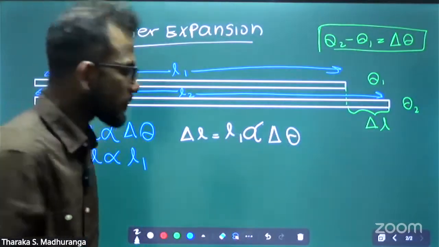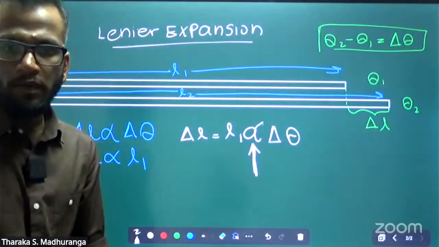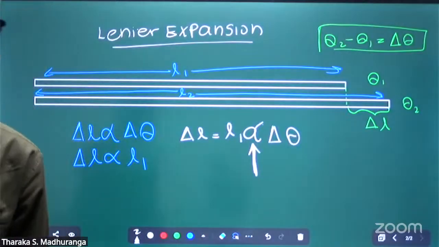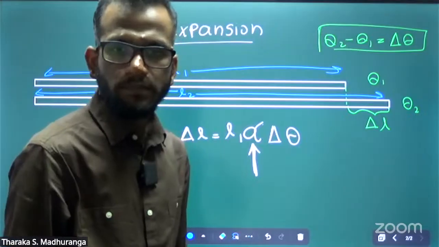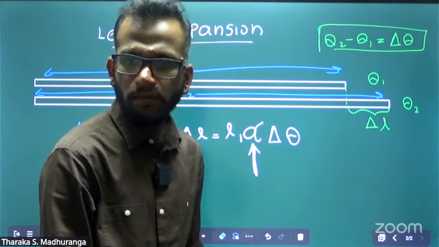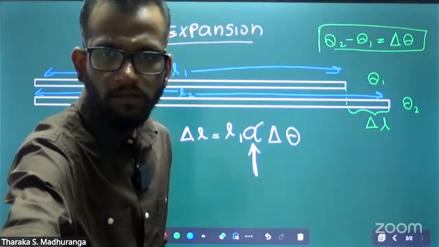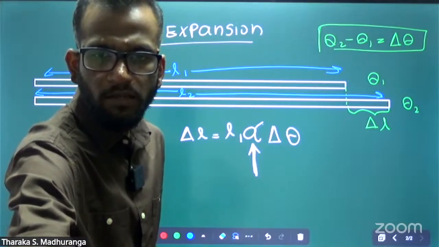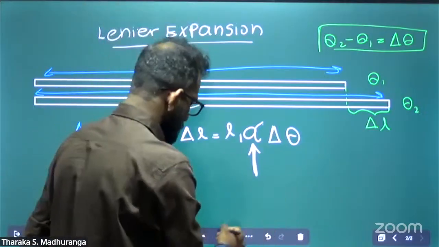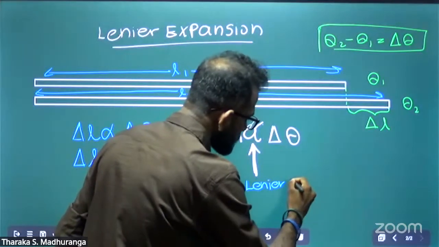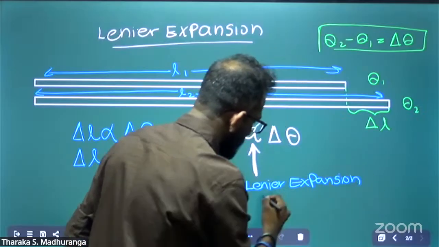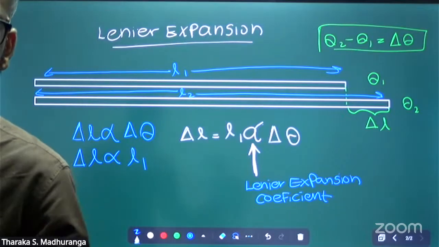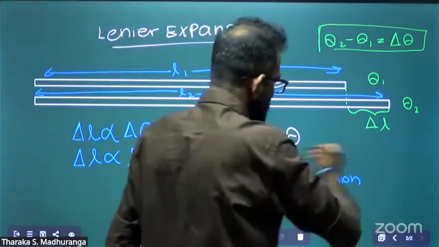What's the name of this alpha? No, not the thermal expansion coefficient. Coefficient of linear expansion. Very good. Or linear expansion coefficient. Yeah, coefficient of linear expansion. The alpha is the linear expansion coefficient.